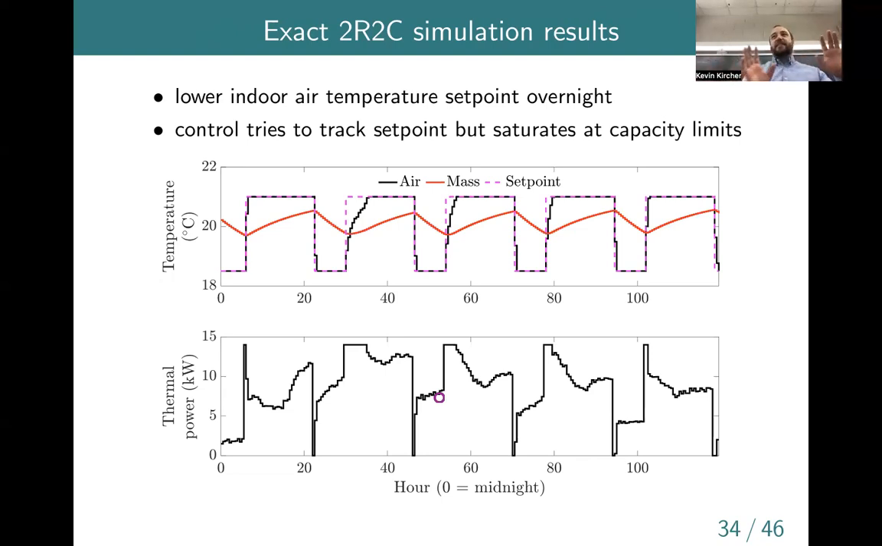So I'm not comparing to the DC house or to an EnergyPlus model or to some nonlinear sophisticated thing. It's just a second order model versus the first order models is the comparison here. And the error between them. Exactly.